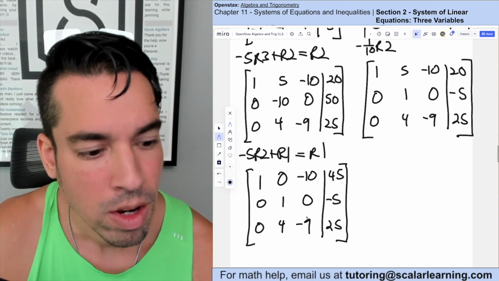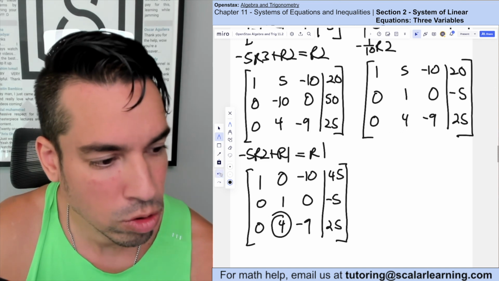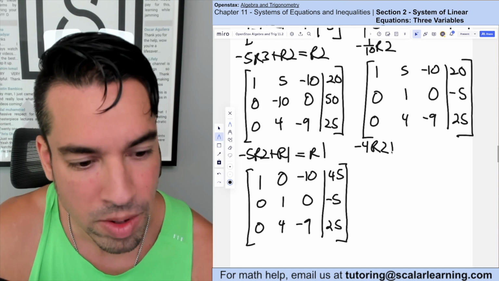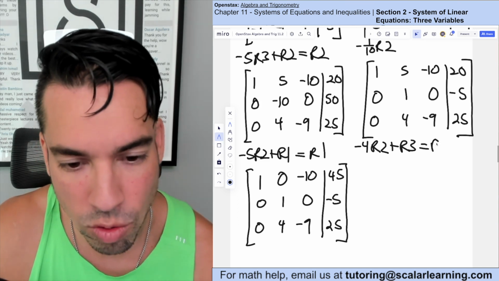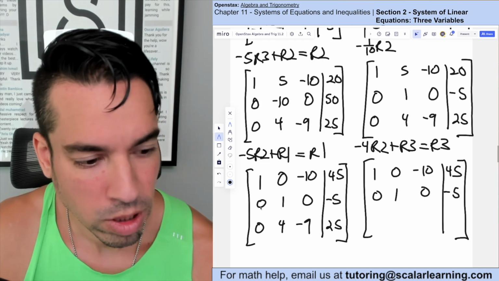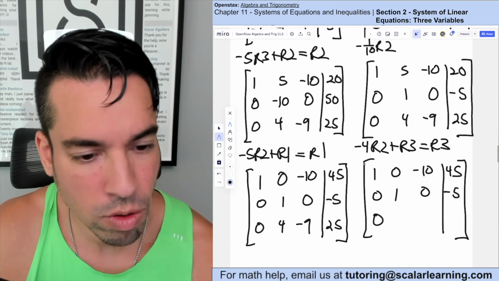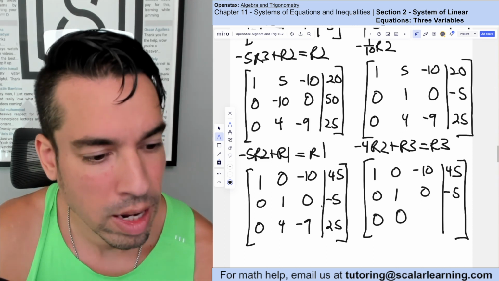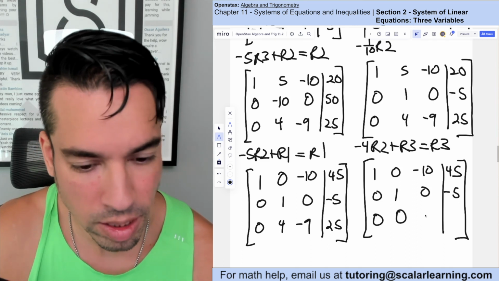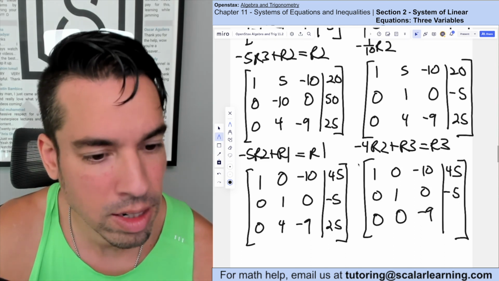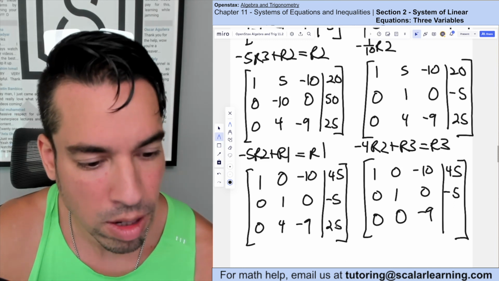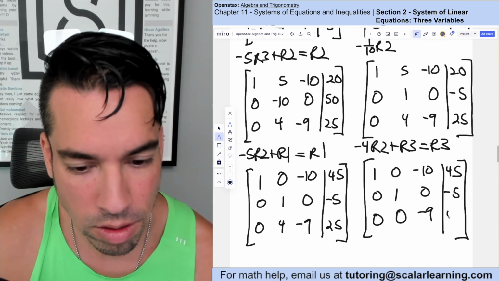All right, great. Next, I'm going to flip this to 0. So I'm going to multiply row 2 by negative 4 and add it to row 3 to get a new row 3. Let's write it out. Negative 4 times 0 is 0 plus 0 is 0. Negative 4 times 1 is negative 4 plus 4 is 0. Negative 4 times 0 is 0 plus negative 9 is negative 9. And then negative 4 times negative 5 is 20 plus 25 is 45.